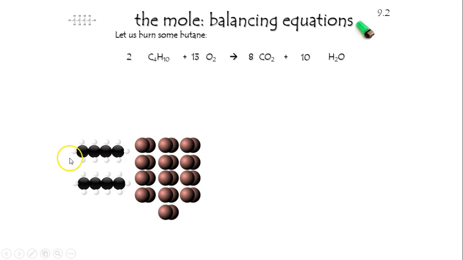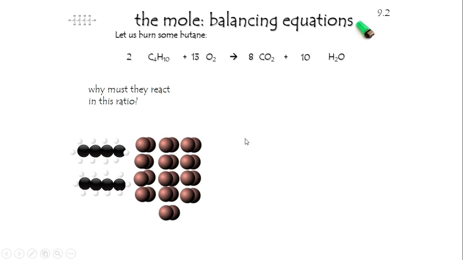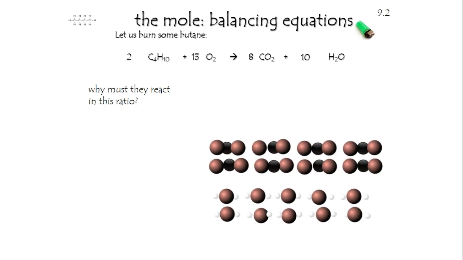What do we have here? We have the 2 butane molecules, C4H10. We have the 13 oxygen molecules, 3, 6, 9, 12, 13. That perfect ratio gives us nothing but product, with no carbon dioxide, no butane, no oxygen left over.